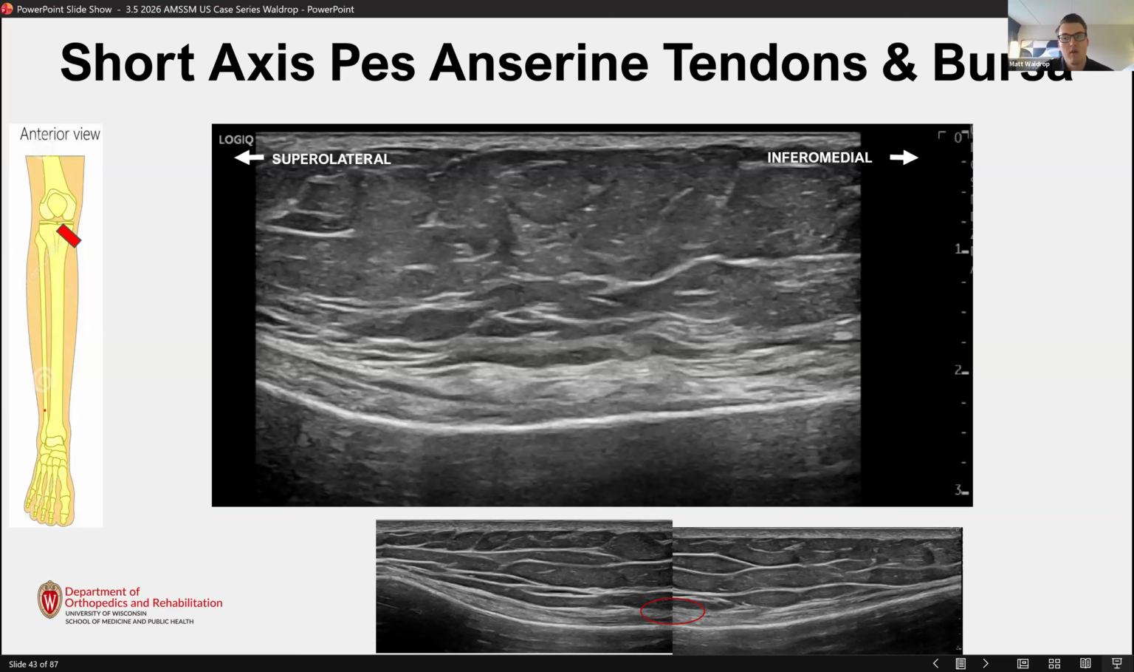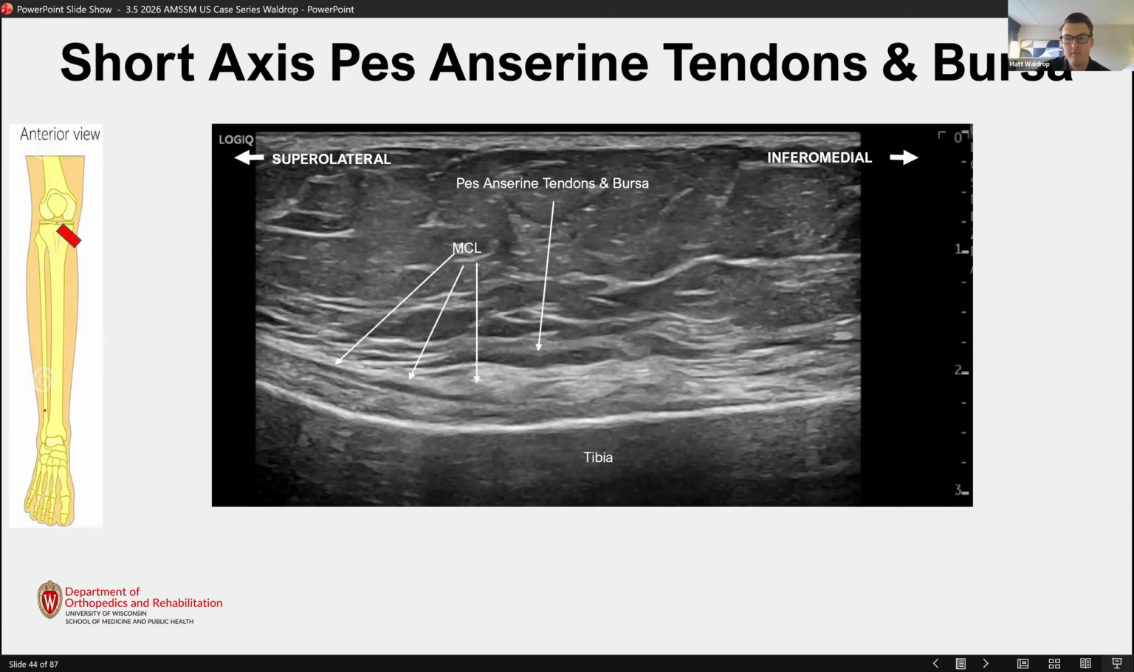And if you turn the proximal end of your transducer slightly more lateral, while keeping these structures centered, you'll be able to see them a little bit better in short axis and clear up that anisotropy. All right, so here are the pes anserine tendons and bursa. And now that we're more oblique on the MCL, that does appear slightly darker due to that anisotropy and is located just deep to the pes.